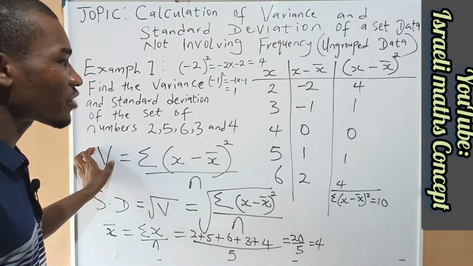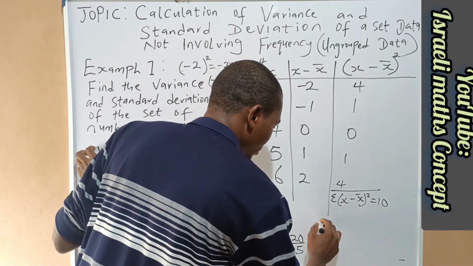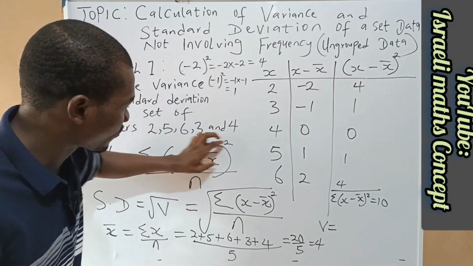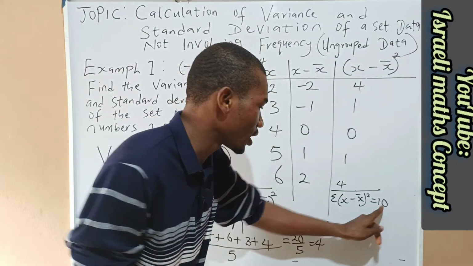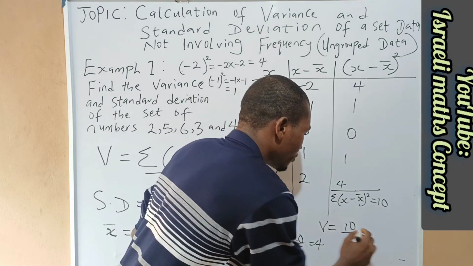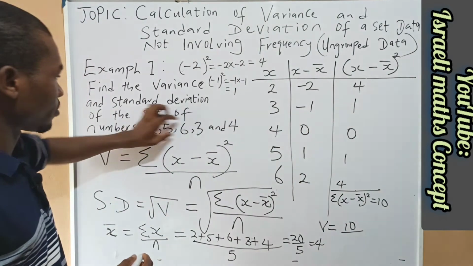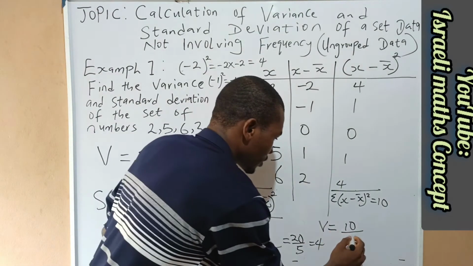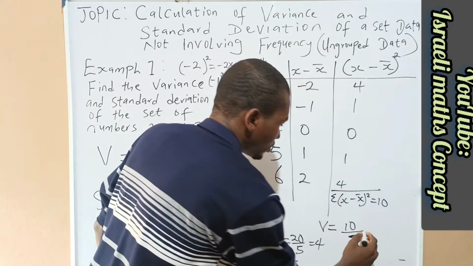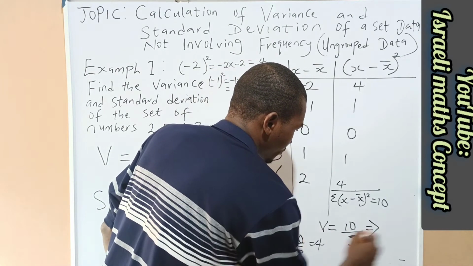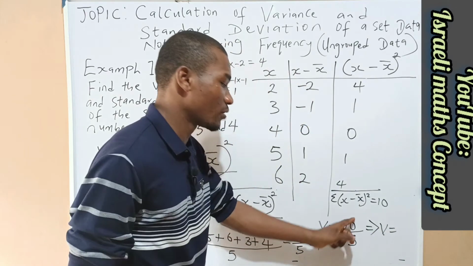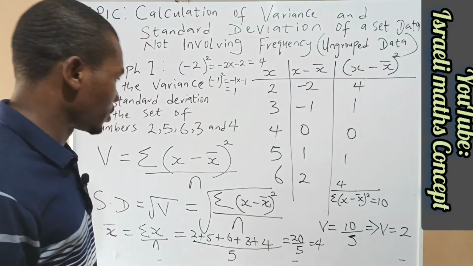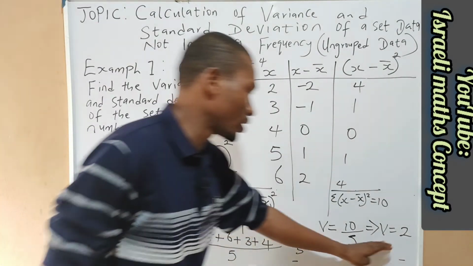So to find our variance, I will then say that variance, which is v, is equal to the summation of everything we have here. That is what we sum to be 10. So I have 10 all over n, which is how many numbers we have here, and that is 1, 2, 3, 4, 5. So I put 5. Our variance is equal to 10 divided by 5, which will give us 2. All right, the variance of this given set of data is simply 2.